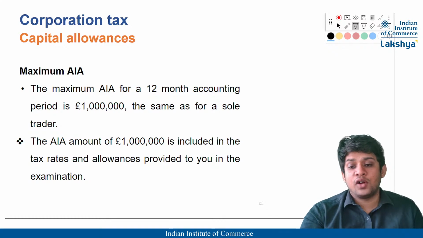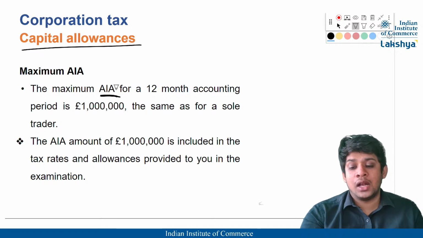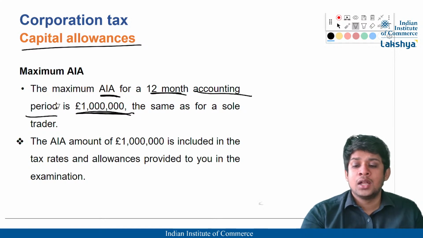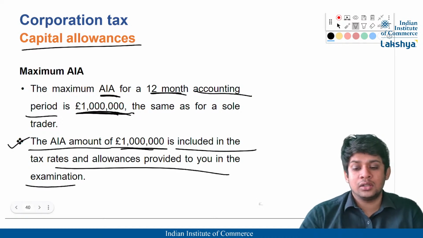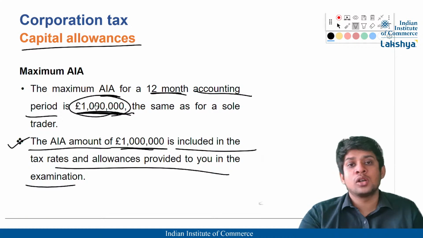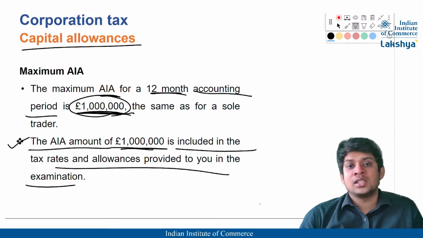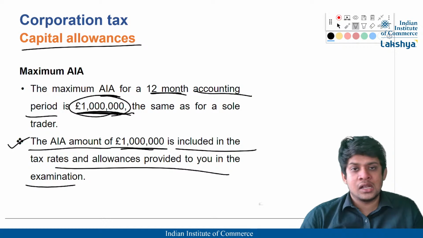That is, technically, for your capital allowances, firstly, they will get an annual investment allowance of 1 million pounds every year, right? Every 12-month accounting period, they will get 1 million pounds of annual allowance. The AIA amount of 1 million pounds is included in the tax rates. The same which is available for individuals is also available for the company, that is up to 1 million pounds. If they make a purchase of any asset during the year, for that asset purchase up to 1 million pounds, it is deductible provided that asset is a qualifying asset. Same goes for the company.